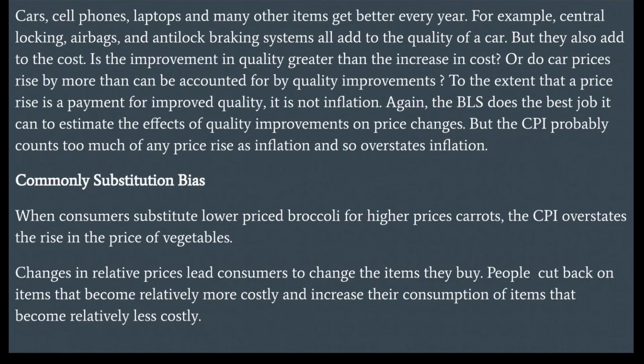Commodity substitution bias. When consumers substitute lower priced broccoli for higher priced carrots, the CPI overstates the rise in the price of vegetables. Changes in relative prices lead consumers to change the items they buy. People cut back on items that become relatively more costly and increase the consumption of items that become relatively less costly.